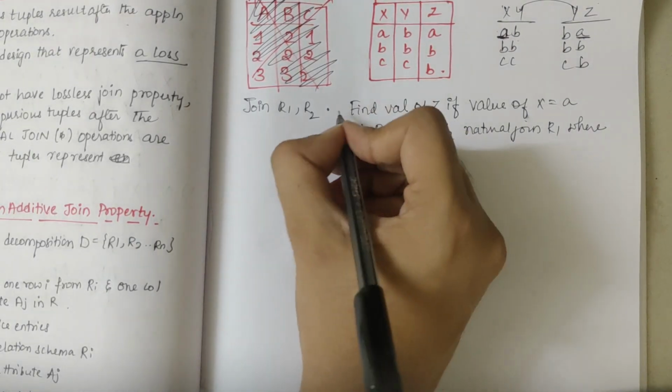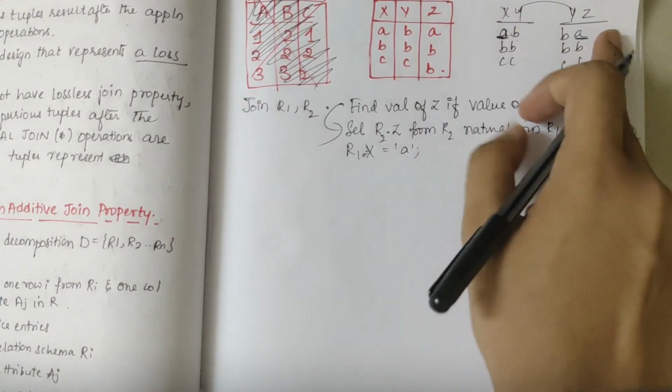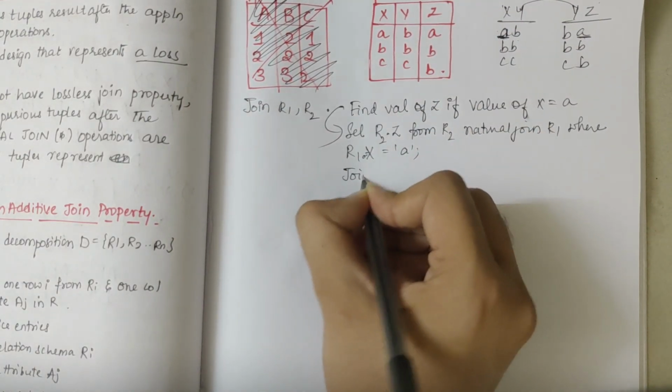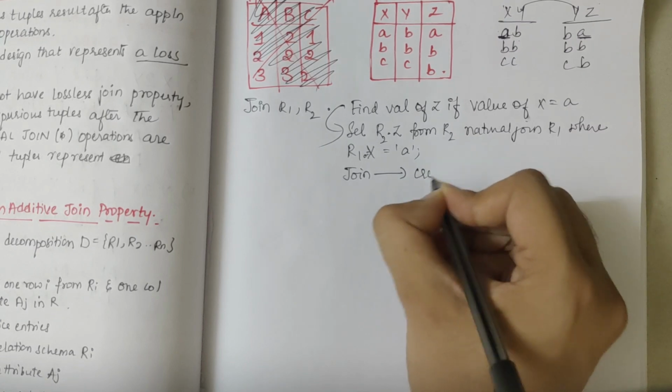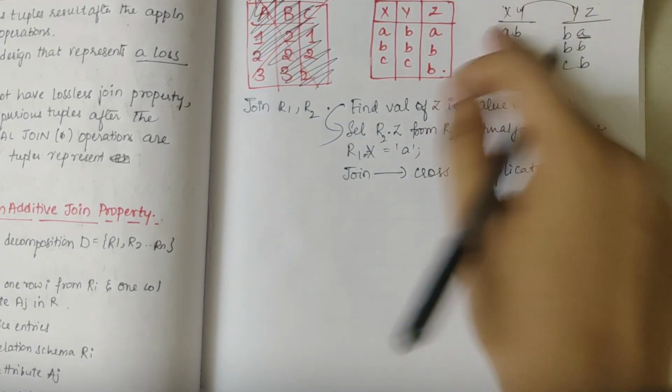So this is the query for this. Now I need to perform join, right? I need to join these two. So what is join? Join can be simply explained as cross multiplication of the values here.